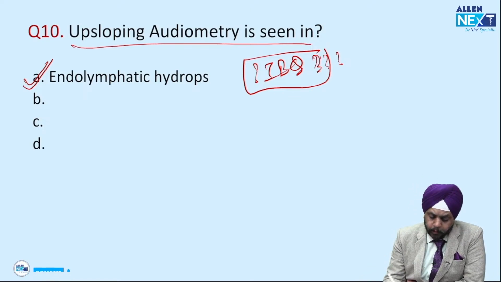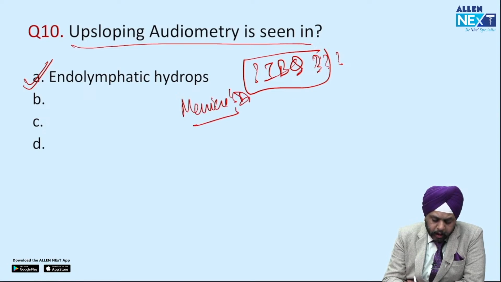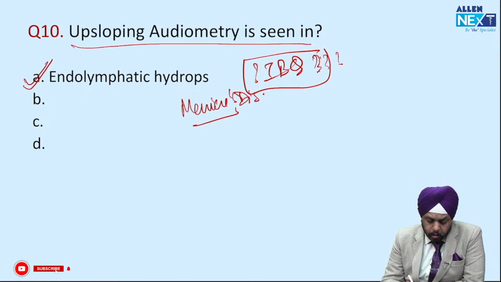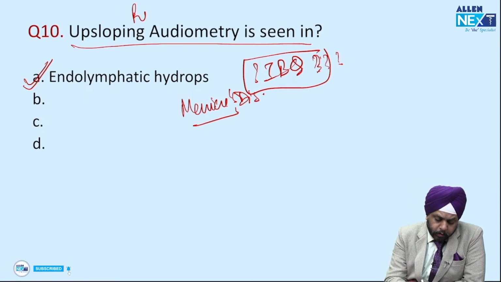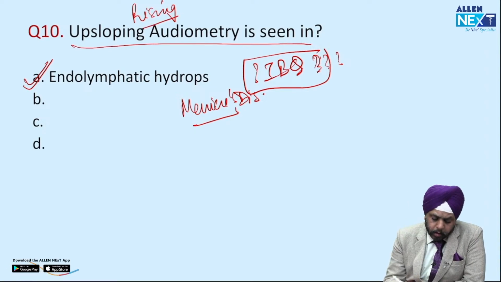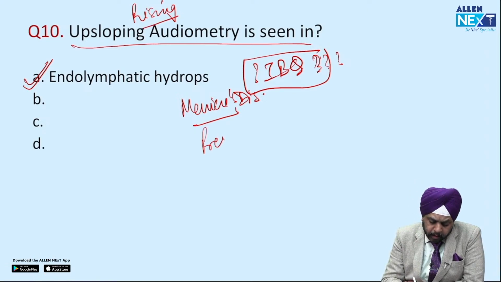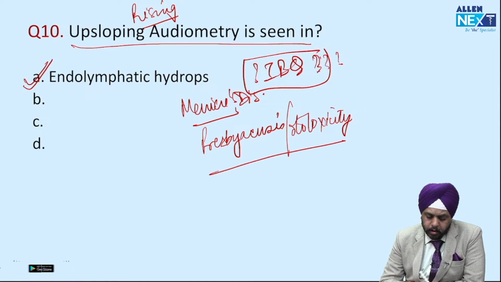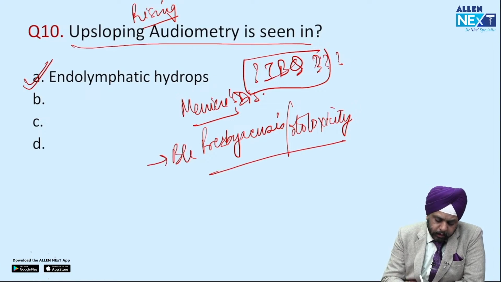We know that upsloping audiometry is seen in Meniere's disease, also known as endolymphatic hydrops. We can also have a downsloping audiometry. Upsloping is also known as a rising curve. Downsloping is seen in presbycusis. It is also seen in ototoxicity. In both of them, they are bilateral, downsloping.